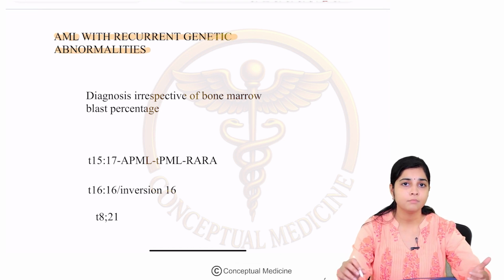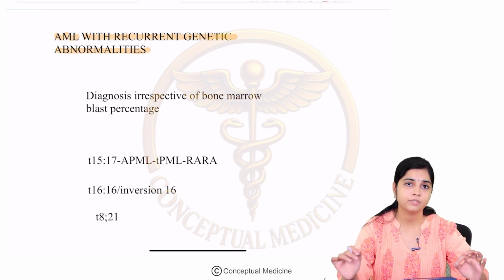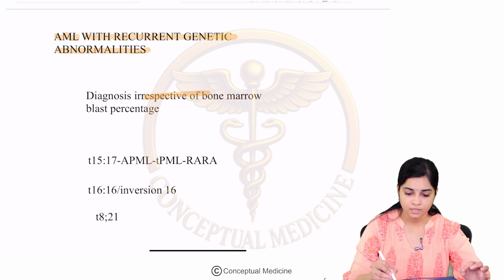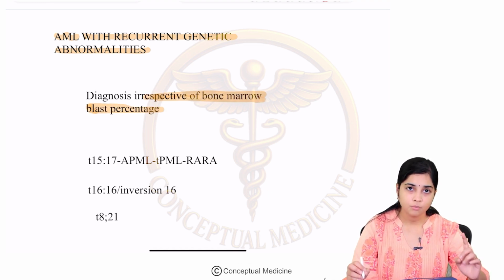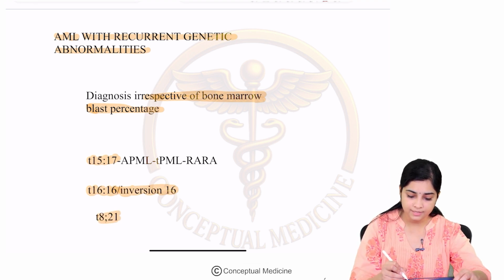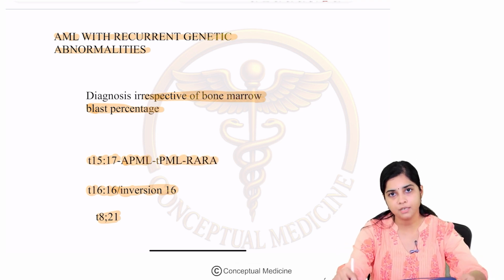So why is this important? Because if you have an AML patient with any of these mutations, then you classify them as AML irrespective of the bone marrow blast percentage. Okay, fine. So what are those translocations? Translocation 15-17, translocation 16-16, inversion 16 and translocation 8-21. Okay, translocation 15-17 is the one which is associated with APML or translocation of PML-RARA.